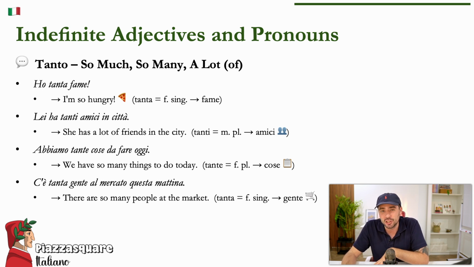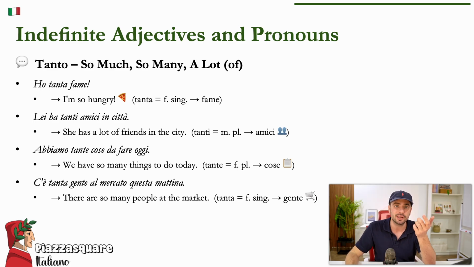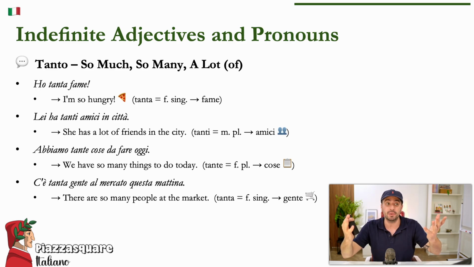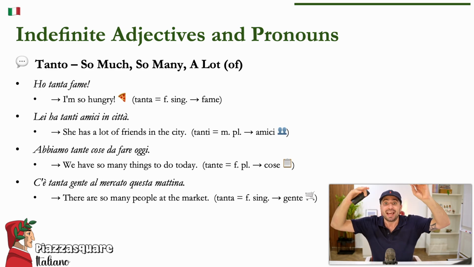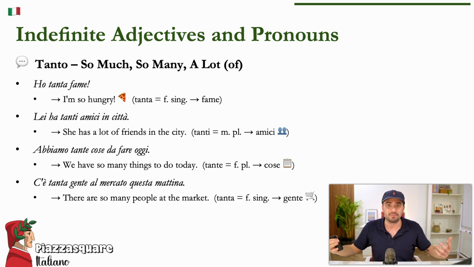Lei ha tanti amici in città, she has a lot of friends in the city. Abbiamo tante cose da fare oggi, we have so many things to do today. C'è tanta gente al mercato questa mattina. There are so many people at the market this morning. We use tanta, feminine singular, with gente, people. Gente in Italian is a collective noun meaning people in general, okay? And is grammatically singular feminine. So we say tanta gente or molta gente to mean a lot of people.